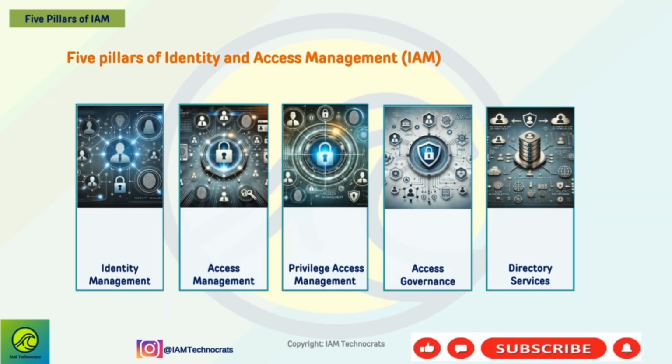Thank you for staying so far. Here are the 5 pillars of identity and access management. First, identity management. Second, access management. Third, privileged access management. Fourth, access governance. And the fifth, directory services. Let's discuss in brief.